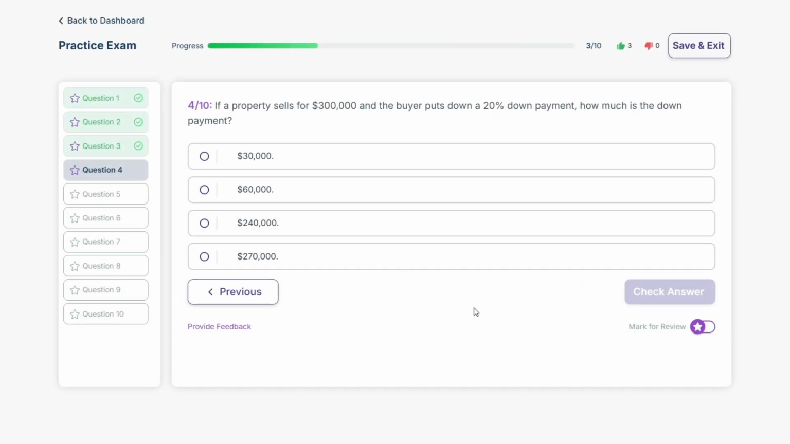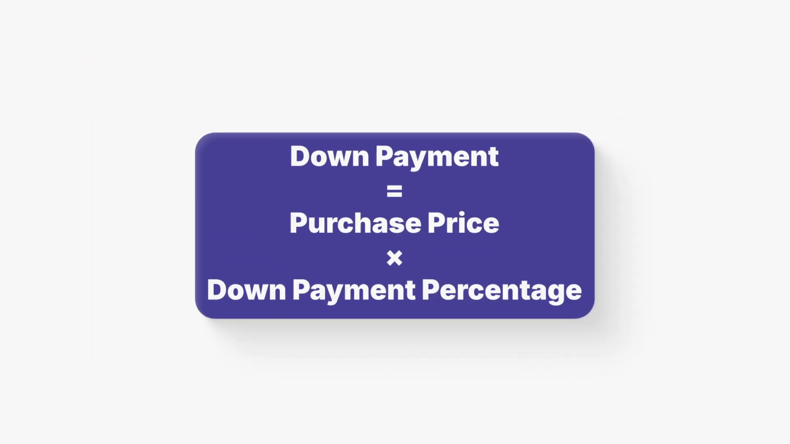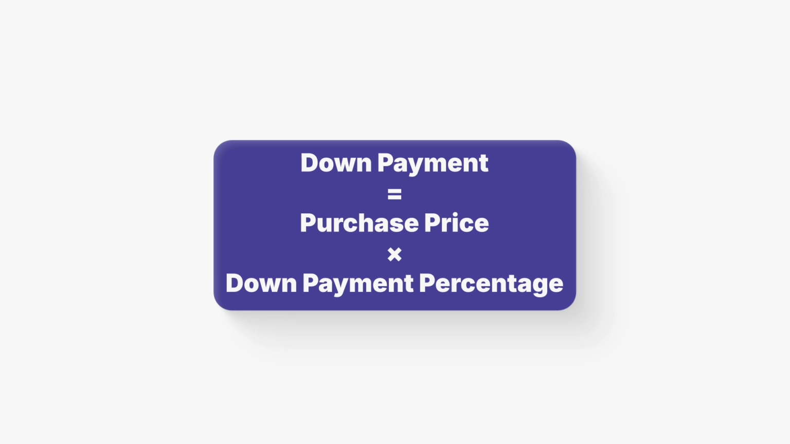If a property sells for $300,000 and the buyer puts down a 20% down payment, how much is the down payment? A. $30,000. B. $60,000. C. $240,000. D. $270,000. To calculate the down payment, you can multiply the purchase price by the down payment percentage as a decimal.